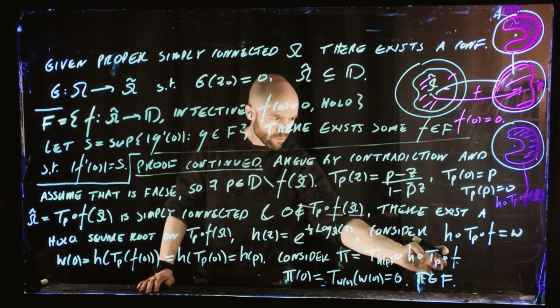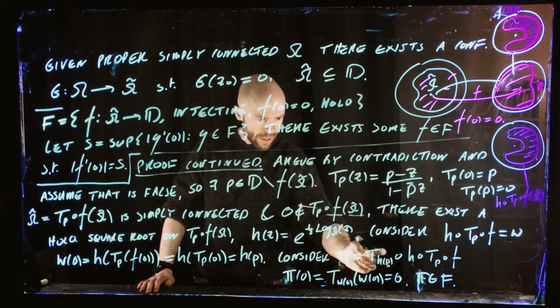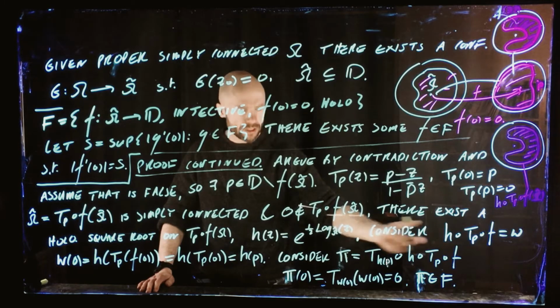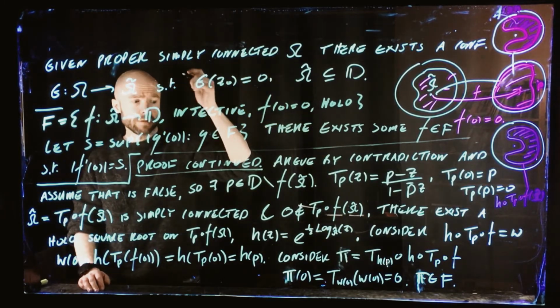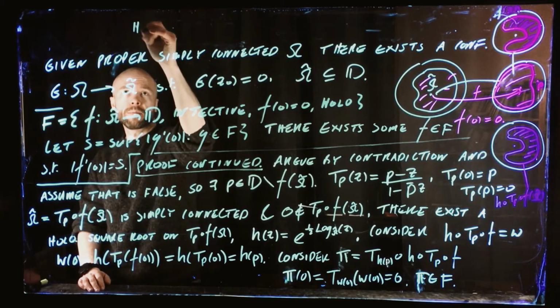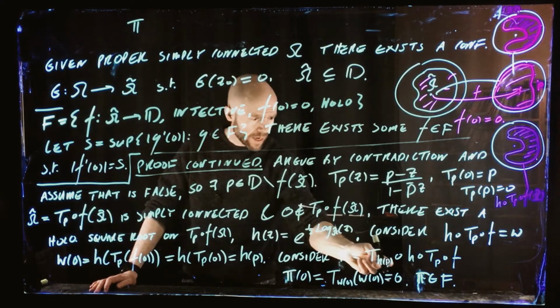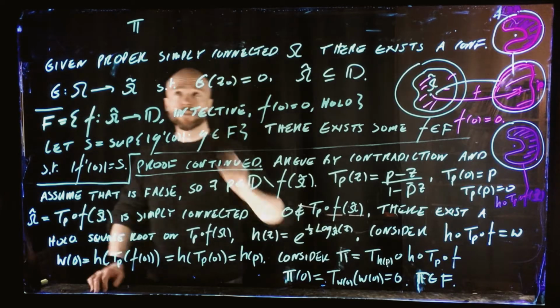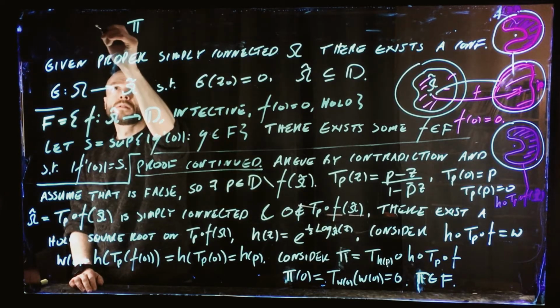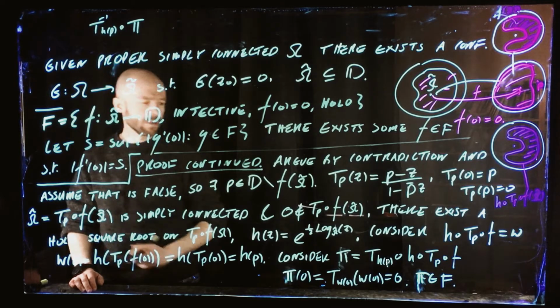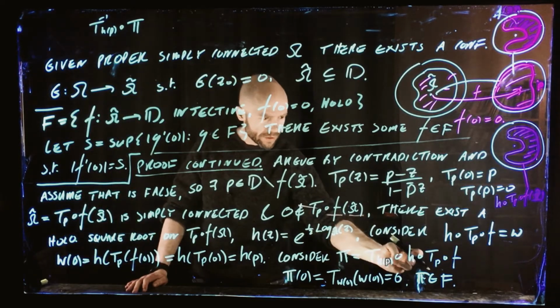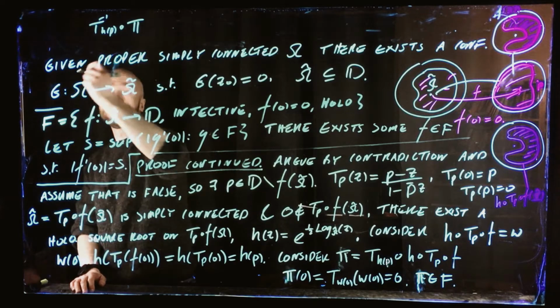Okay, so we're going to try and write f as pi composed with a bunch of other stuff. So we're going to put things on the other side. Let's write pi, and then we'll compose on the left-hand side by t to the minus 1 of h of p, like this. And then we're going to put this h on the other side.